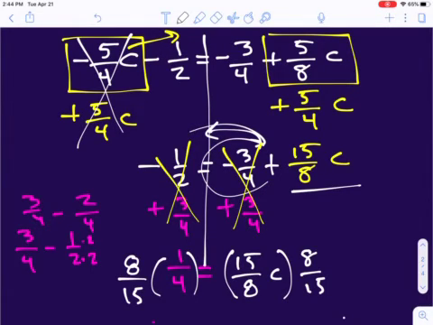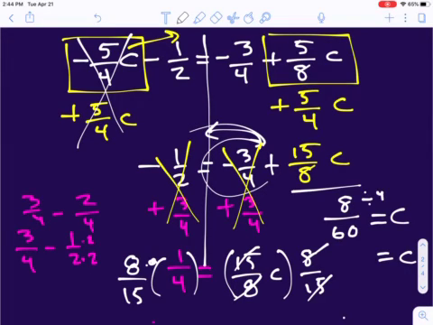Whatever you multiply one side by, you multiply the other side by. Then it's just a matter of realizing that these cancel, so you get c is equal to, well, 8 times 1 is 8, and 15 times 4 is 60, and I can simplify that. I can divide them both by 4. 4 goes into 8 two times, 4 goes into 60 fifteen times. And your answer is 2/15.